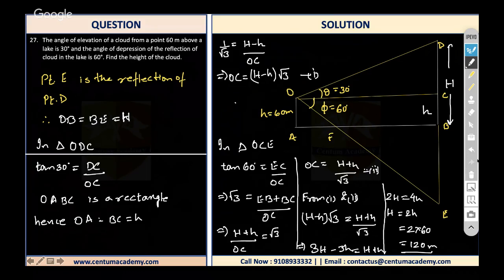So what is the learning? Please make neat diagrams, and tan 30, tan 60, and tan 45 must be on your fingertips now. Tan 30 is 1 by root 3, tan 60 is root 3, tan 45 is 1. These are the common angles which will be used in heights and distances mostly. So please do not make mistakes while taking the value of angles.